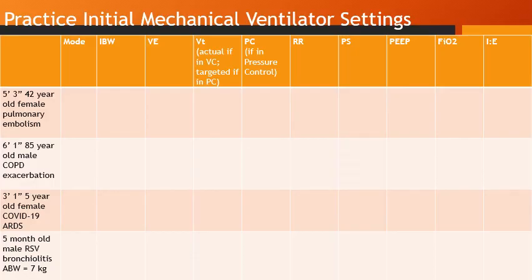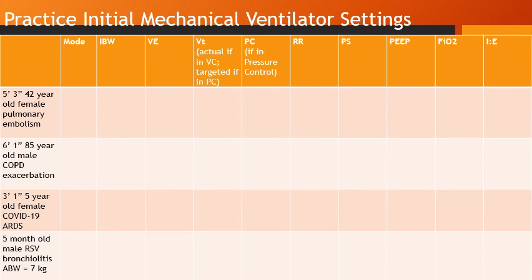We are going to wrap up our initial mechanical ventilator settings section of the course by doing one last summary practice activity here. For this activity, you are going to need the second page of your initial mechanical ventilator settings practice document, and you can also have your initial mechanical ventilator settings reference document out and available to help you work through this. So in this activity, we have 4 patients. They are listed down the left side of this table.